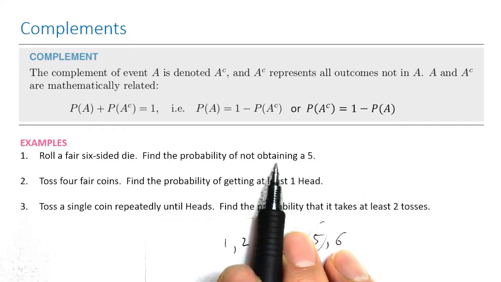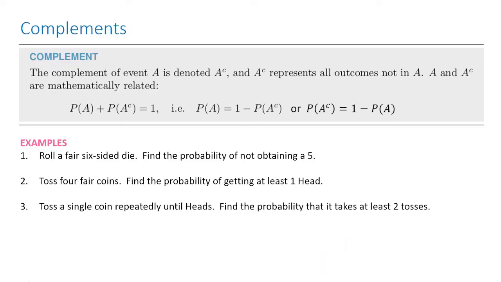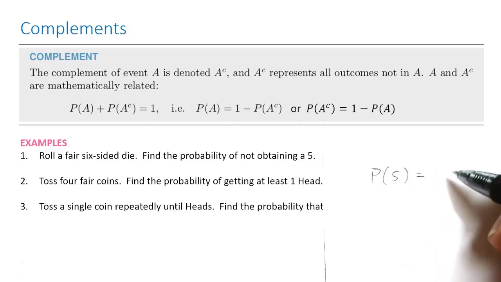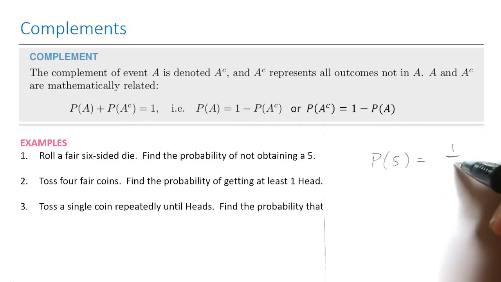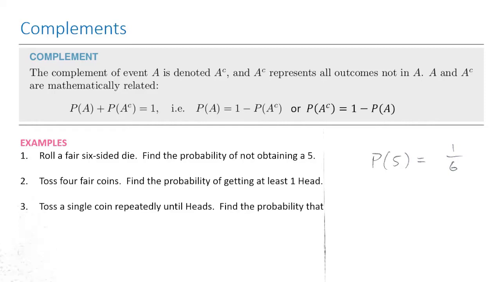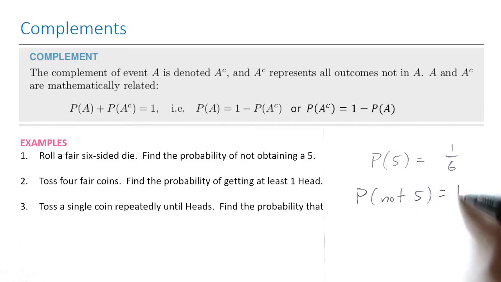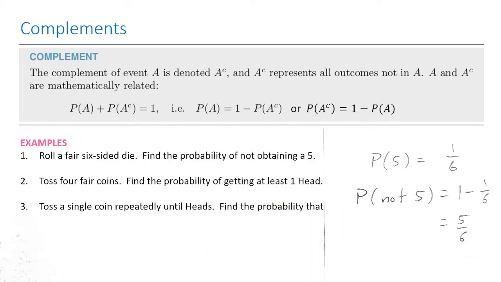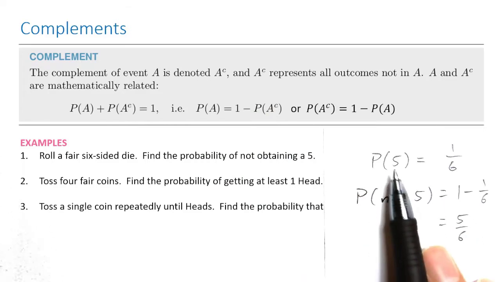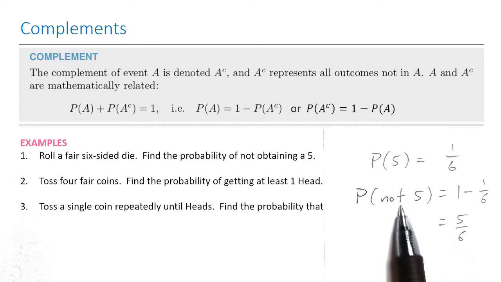So for instance, find the probability of not obtaining a 5. What I'll do to compute this is I'll find the probability of obtaining a 5. So the probability of rolling a 5 on a fair six-sided die is one possibility out of 6, so it's 1/6. So the probability of not getting a 5 would be 1 minus 1/6, and that would be 5/6. So we've used the complement rule to compute this probability. Now I wrote not 5. If I called my event A, rolling a 5, this would be A complement, right? But this is just a different way to write it.